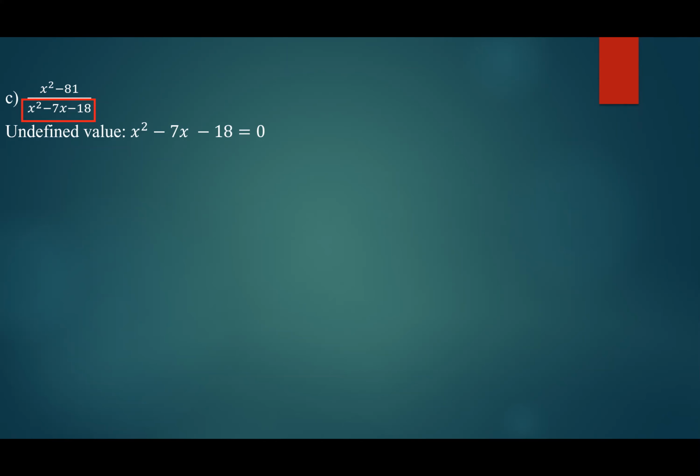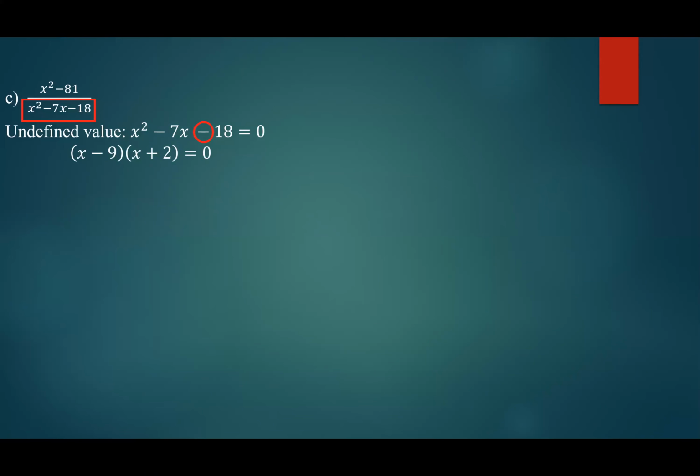Are there two numbers multiplied to give you 18, but subtract to give you 7? And hopefully you say, yes, there is a 9 and there is a 2.